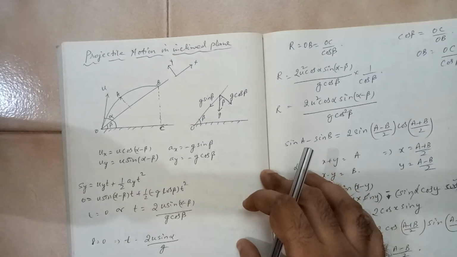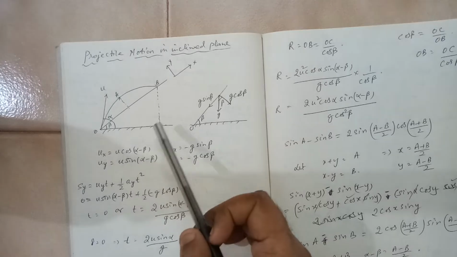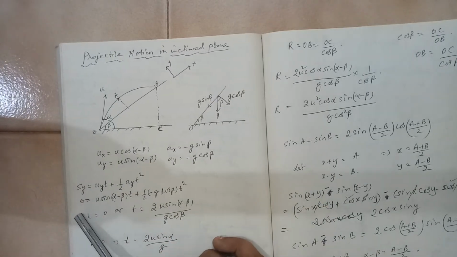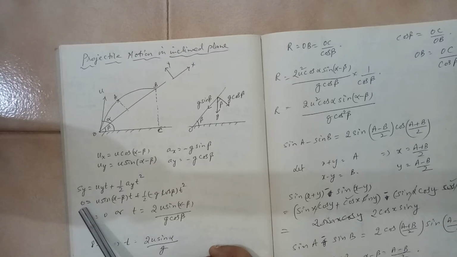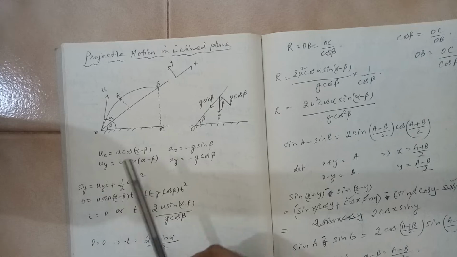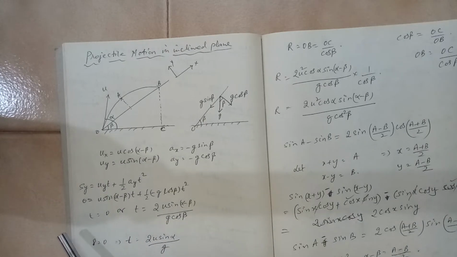Hello students, now we will see projectile motion in an inclined plane. This is an advanced level concept and it is often tested. We will try to derive an expression and we will see two approaches to solve the question.